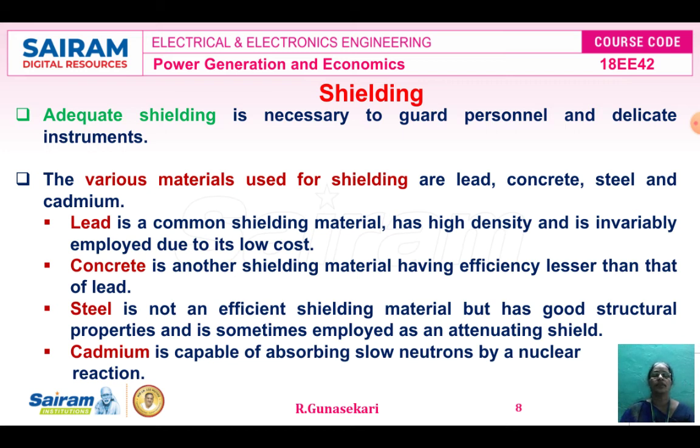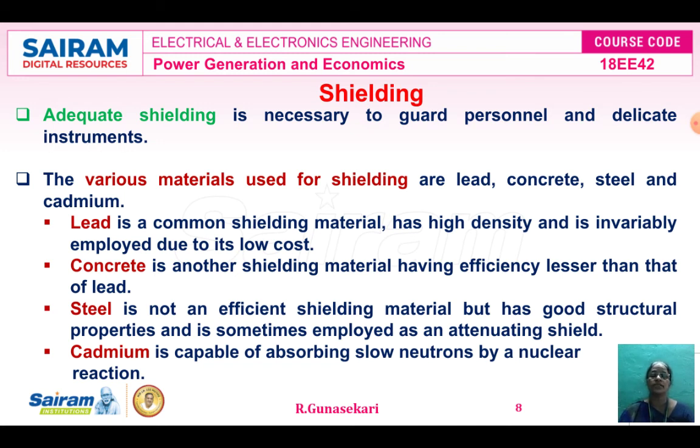shielding. First one, lead. Lead is a common shielding material. It has high density. It is invariably employed due to its low cost. Second one is concrete. Concrete is another shielding material. It has high efficiency, lesser than the lead efficiency.